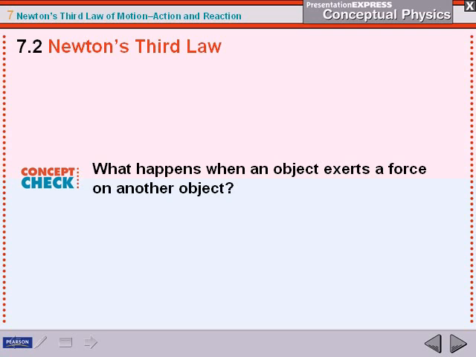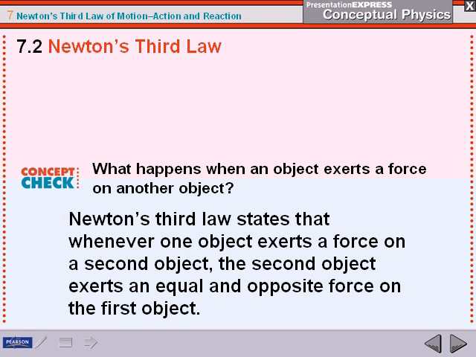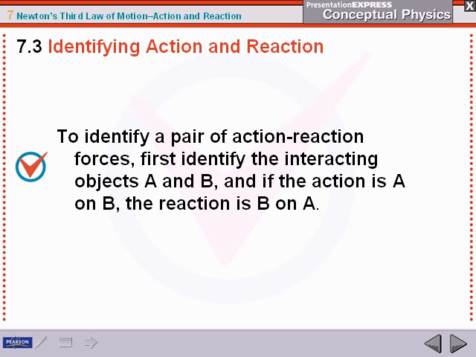So what happens when an object exerts a force on another object? Newton's third law states that the second object exerts an equal and opposite, and I have to add simultaneous, force on the first object. Now, we can look at action-reaction forces. We can call them A and B. If the action is on A, then the reaction is going to be on B, and this seems really simple, and it actually is pretty simple.